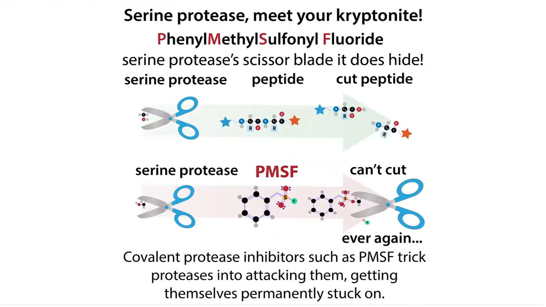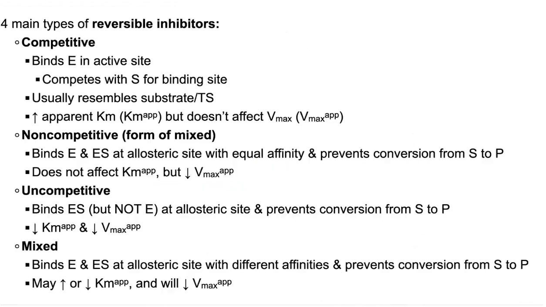Serine proteases, we can also use covalent inhibitors of them. Basically what's going to happen is that these enzymes think that this is a peptide, but really it's your inhibitor. And so they get stuck on it permanently. Okay, now let's talk about our reversible inhibitors.